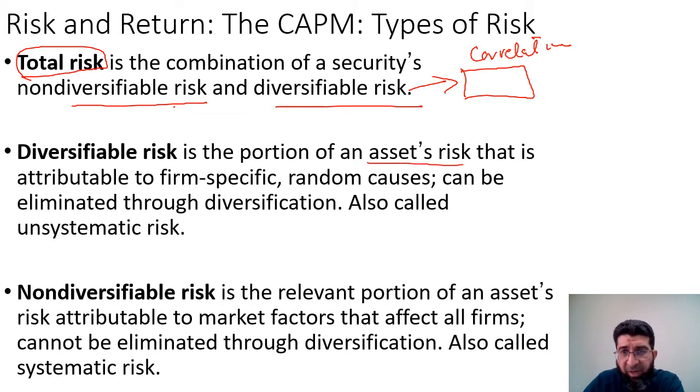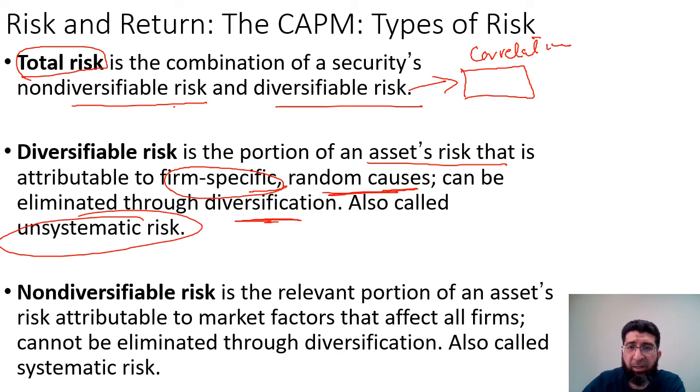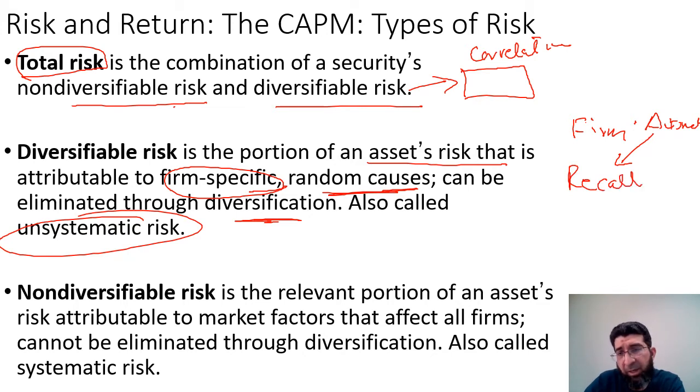So diversifiable risk is the portion of an asset's risk that is attributable to firm-specific random causes and can be eliminated through diversification. It is also called unsystematic risk. Now, let's take an example. For instance, a company, an automobile firm, has a product recall risk. So for instance, the accelerator has a problem or something and they have to recall a large number of vehicles back. This risk is only firm-specific risk. It is not industry-wide risk.